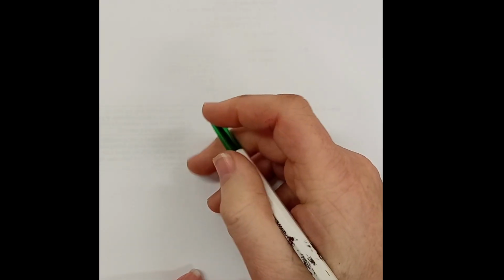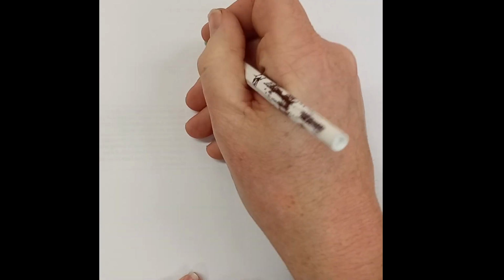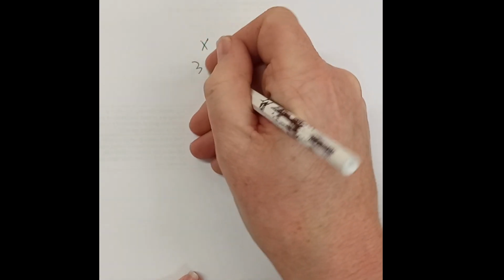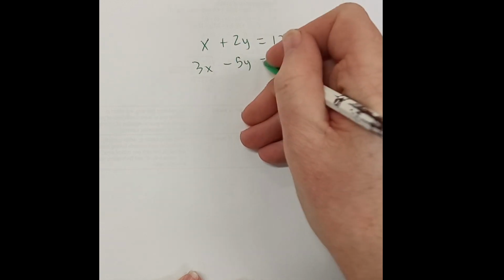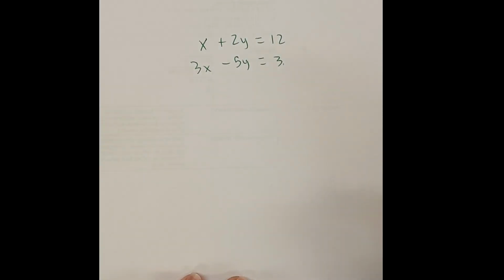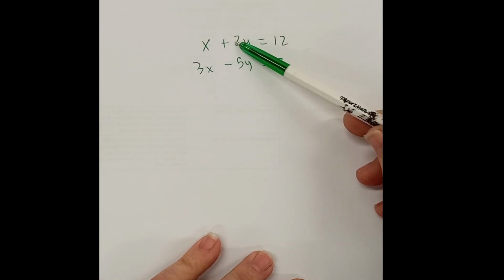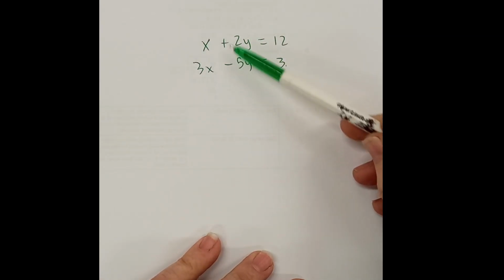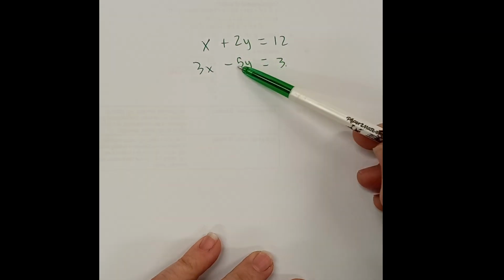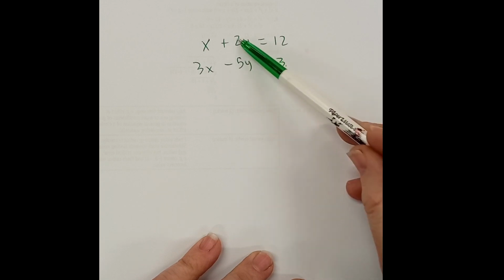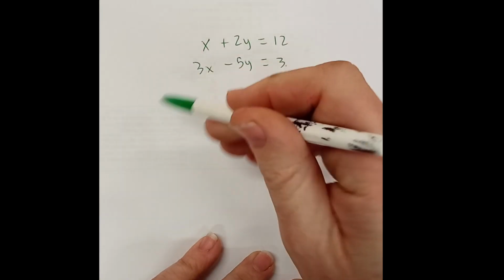Okay, so in this case, all the letters will be, I suppose, different. Let's say x plus 2y equals 12, 3x minus 5y equals 3. As you can see from this, we have opposite signs, but I can't just multiply one of these by a number to get the other number. So I'm going to have to multiply both lines by something.